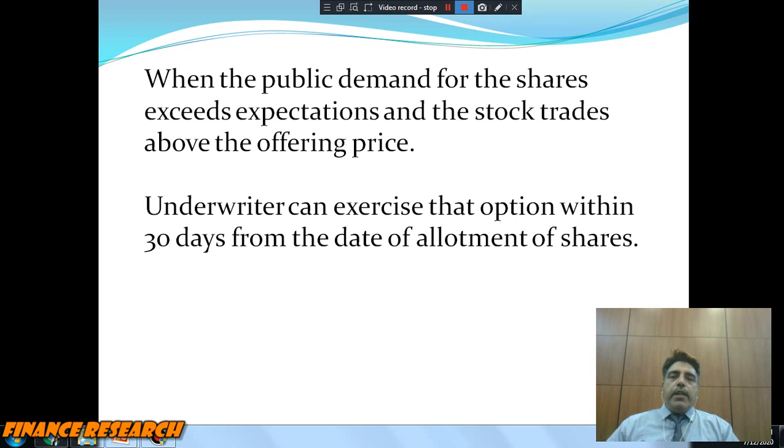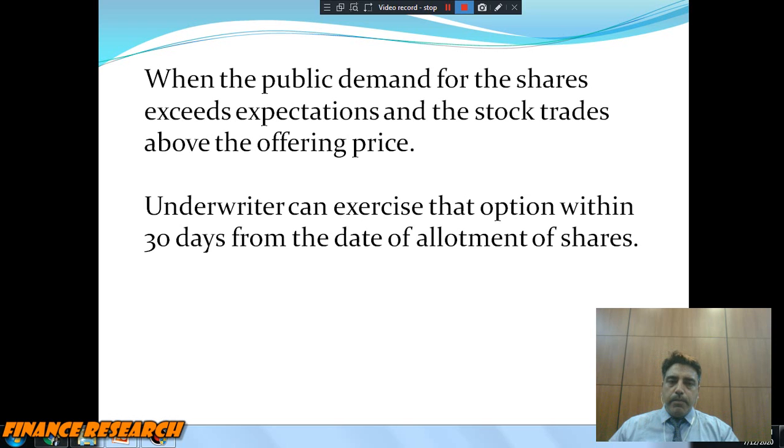So what underwriters actually do: if the IPO is a success, meaning the demand is very high and obviously the supply of 1 million shares is limited, the prices will go on a bullish trend and surge in the market. So they have an option within 30 days from the date of allotment of shares. They can exercise their option by over-allotment of 15% shares, which they borrow from the company.